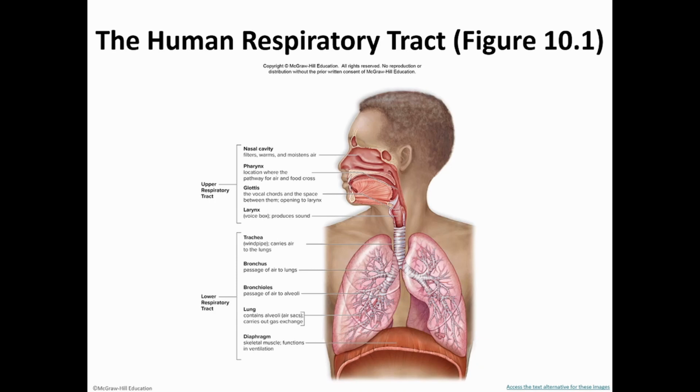So if we look at the upper respiratory tract here, we have the nasal cavity, which is found within the nose, the pharynx, the glottis, and the larynx. And then once we move down into the lower respiratory tract, we find the trachea, the bronchus, which is singular, bronchi for plural, the bronchioles, and then the lungs, which contain alveoli, which are little air sacs. And then at the very bottom, we see the diaphragm, and that's one of the main muscles that helps us with breathing.